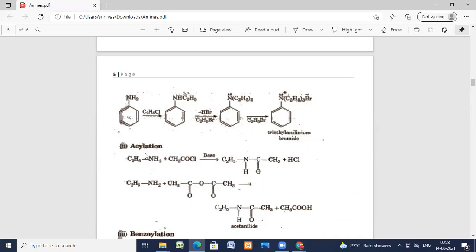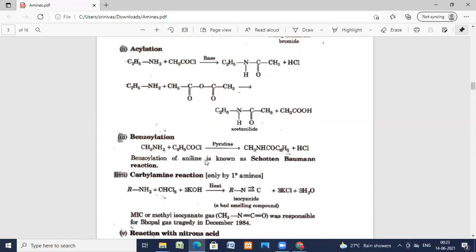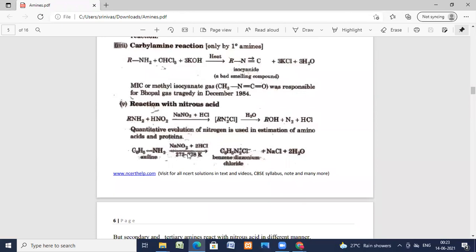Now coming to acylation. Ethylamine on reaction with acetyl chloride gives the acyl product. Acylation can be done with acetyl chloride as well as acetic anhydride. Now, benzoylation is the Schotten-Baumann reaction. Benzanilide is formed on treatment with benzoyl chloride. Now, coming to the carbylamine reaction: amines on reaction with chloroform and KOH give isocyanide.